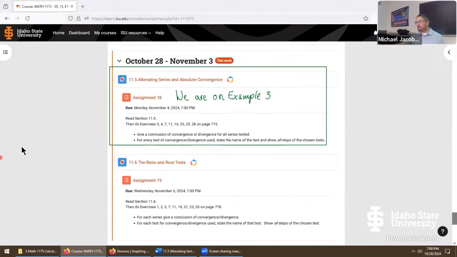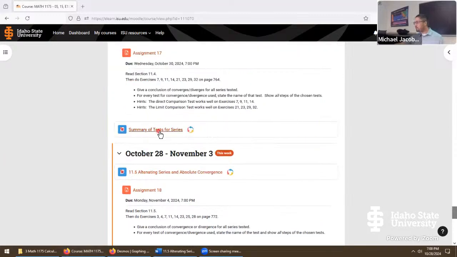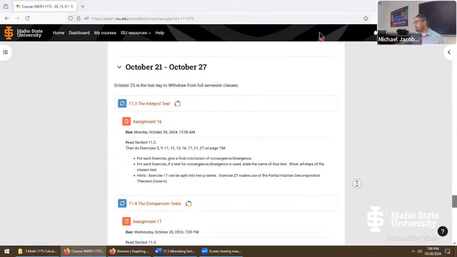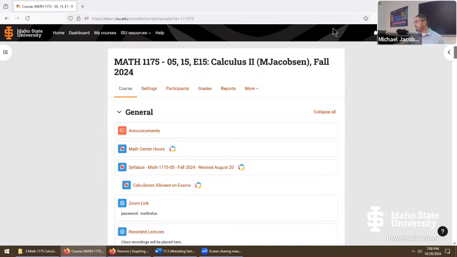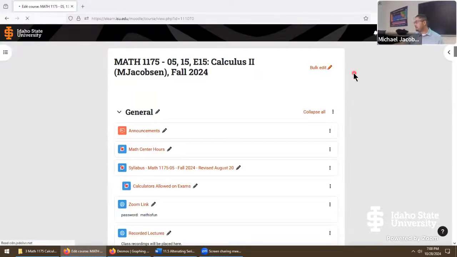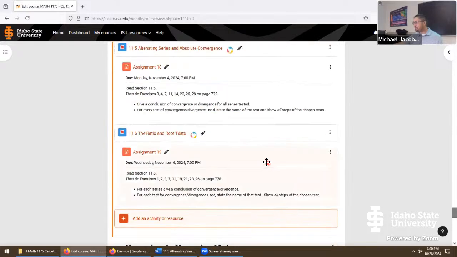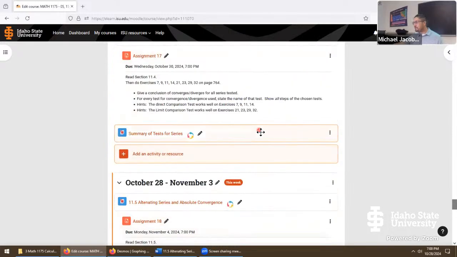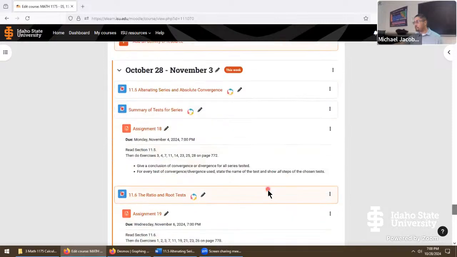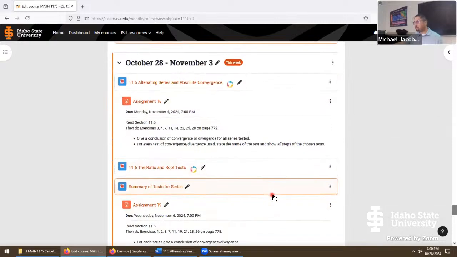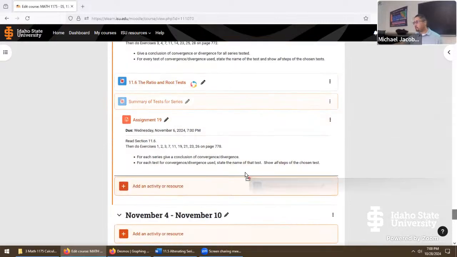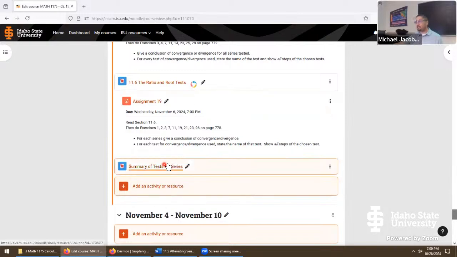Okay, I do notice I do have a small problem on my Moodle website. I want to move this document to the very bottom. I think I just forgot to do that today. This document right here is pretty much just coming along for the ride. Summary of tests for series. And we just about have everything on here that we're getting through. Let's park it right down here for the moment. Okay, we'll call up that file just as soon as we need it.